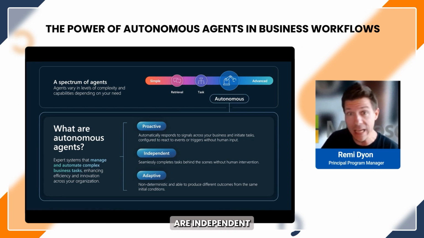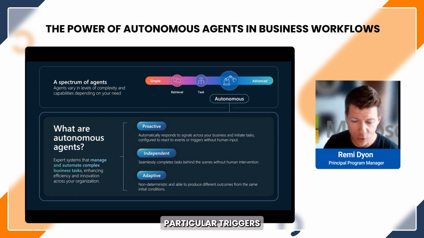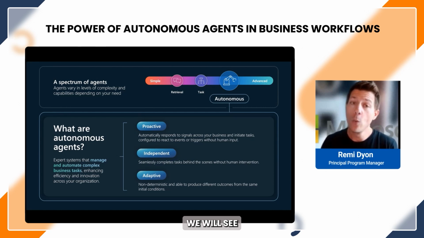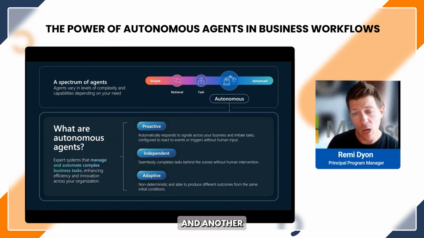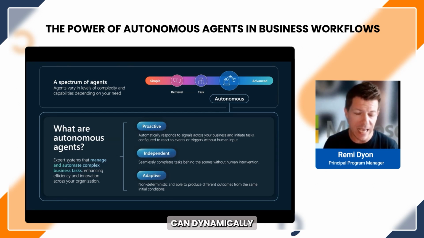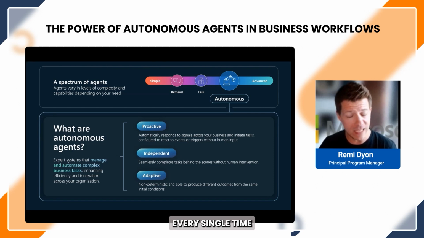Those agents are independent because they are running 24/7, monitoring for those particular triggers, and they work behind the scenes without human intervention. We will see that sometimes you want to bring a human in the loop, despite the fact that those are autonomous agents. And we will see in one demo how we can do that with Copilot Studio. Another interesting aspect of those agents is that they are adaptive. It means they can dynamically change their plan during runtime and don't necessarily follow a single path every single time.